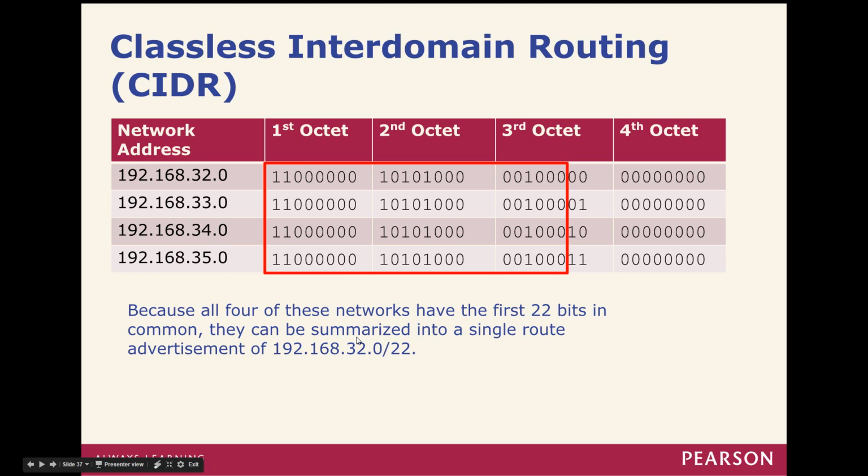So we're just going to summarize these routes and call them 192.168.32.0, which is how it starts up here in the network address, /22, because the first 22 bits are the same. That's really all you need to know about route summarization at this point. You'll get more into it in your Cisco studies.